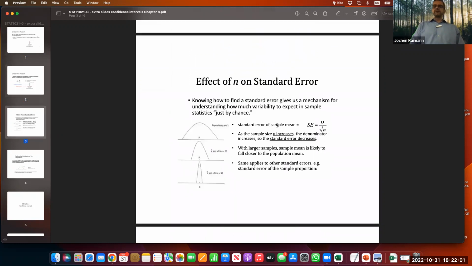Thirdly, the sample size will have a strong influence on your standard error. The larger the sample size, the smaller your standard error. That means an estimate from a sample of 100 people will be more accurate as compared to a sample of 10 people.